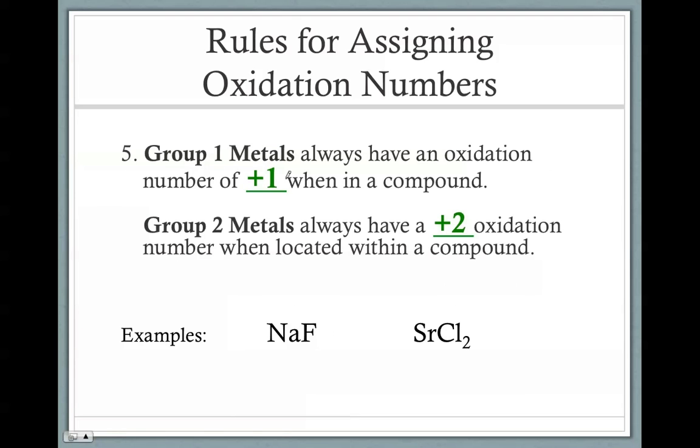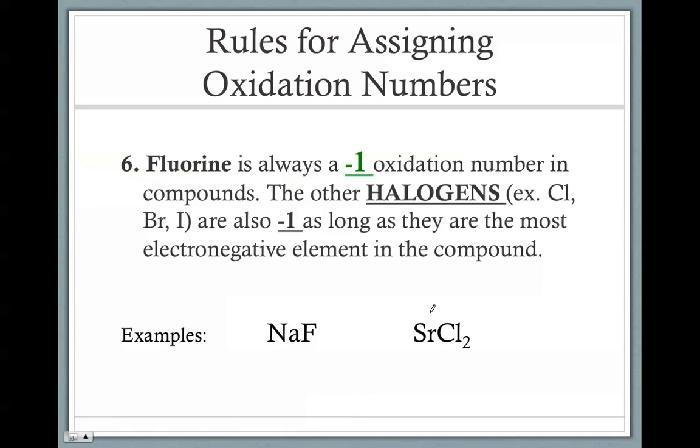All right, group 1 metals are always going to be +1, and group 2 metals are always going to be +2. So when we're assigning oxidation numbers, Na is group 1, so I would assign that +1, and then Sr, which is a group 2 metal, is always going to be +2, which you can also find on your periodic table.